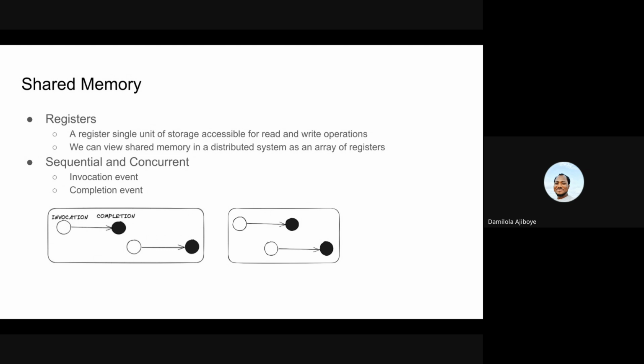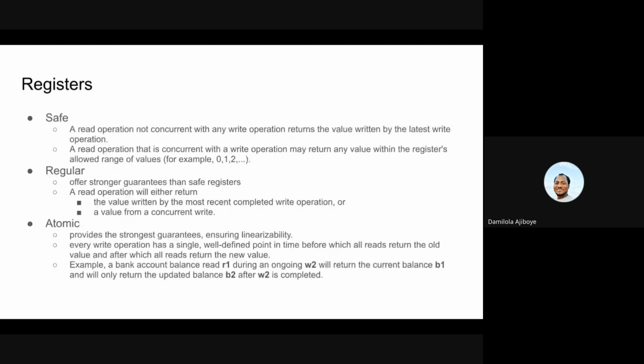The book also talks about types of these registers. We'll just run through them. We have safe, we have regular, and we have atomic. The difference is mainly in how these registers handle concurrent operations, especially concurrent read-write operations. So let's look at overlapping read-write operations.